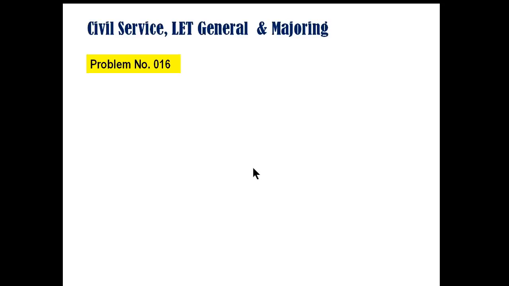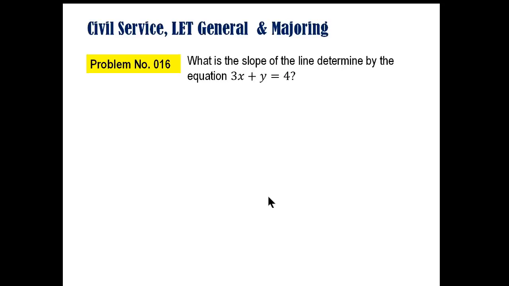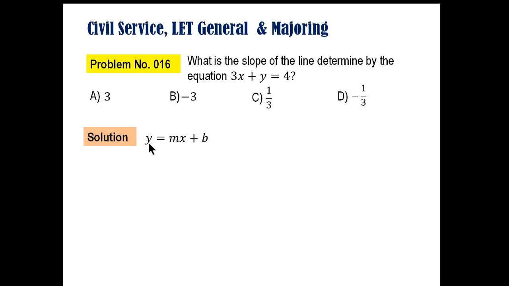Problem number 016. What is the slope of the line determined by the equation 3x plus y is equal to 4? The choices are A, 3, B, negative 3, C, 1/3, D, negative 1/3. So we're looking for the slope. Solution. This is the slope-intercept form of the equation of the line.